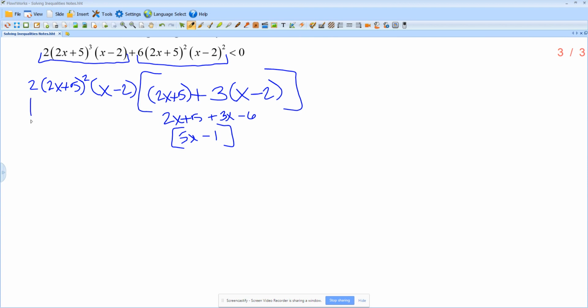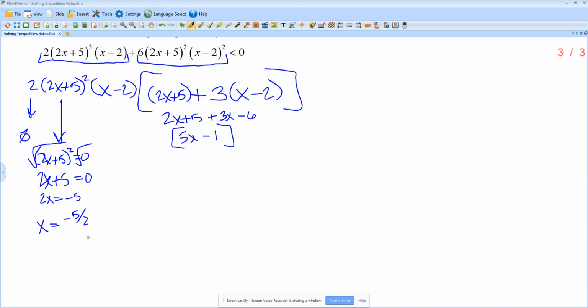Talking about my zeros then, here there is no 0. 2 is never equal to 0. Here, in case you're not sure, you get 2x plus 5 squared equals 0. You would square root both sides, so 2x plus 5 equals 0. You don't need plus or minus because it's 0. So 2x equals negative 5, so x equals negative 5 halves. Here, x equals 2. Here, x equals positive 1/5. Add the 1 over, divide by 5.